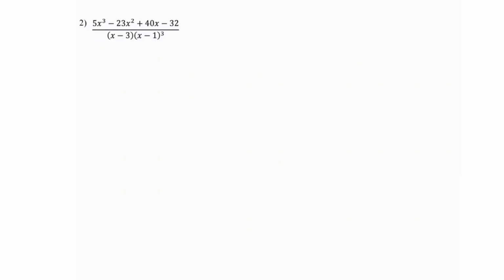Here's our second example. We have 5x cubed minus 23x squared plus 40x minus 32 divided by x minus 3 times x minus 1 cubed. So in the denominator, we have an x minus 3, a linear factor. So we're going to have a fraction with the denominator of x minus 3. And then we have x minus 1 cubed. It is a repeated linear factor.